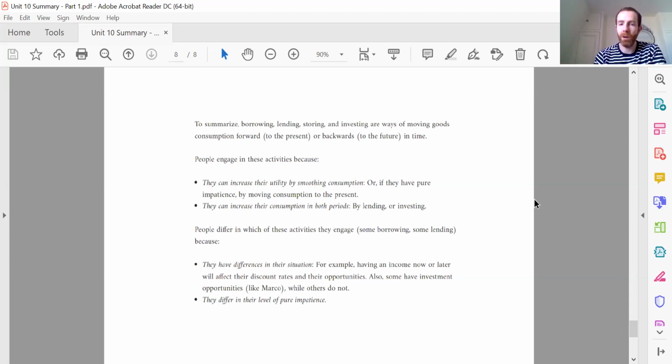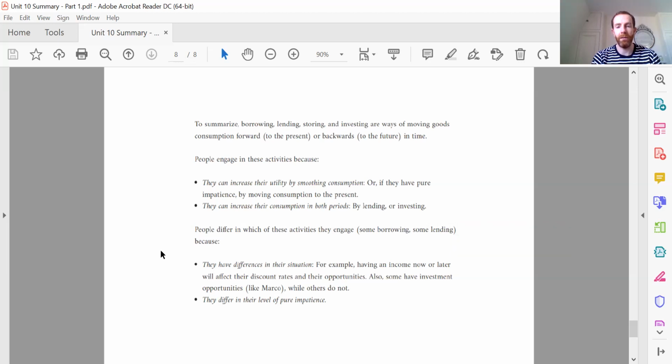And why do we want that? Well, coming back to one of the big reasons, because smoothing consumption allows for a higher level of utility. People will want to do this in order to smooth their consumption, because we know that utility is higher if consumption is smoother, or because they have pure impatience and therefore would prefer to have more consumption now. But these activities also allow people to actually have higher consumption in both periods. And we saw that in Marco's example. He gets the highest possible amount by investing and then doing some borrowing.